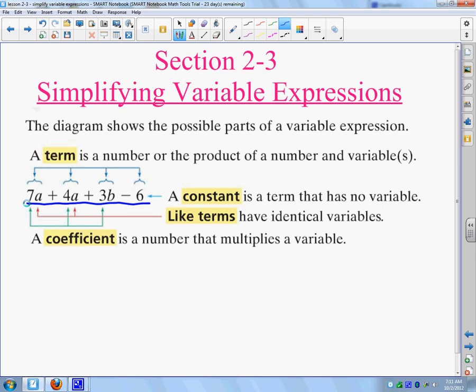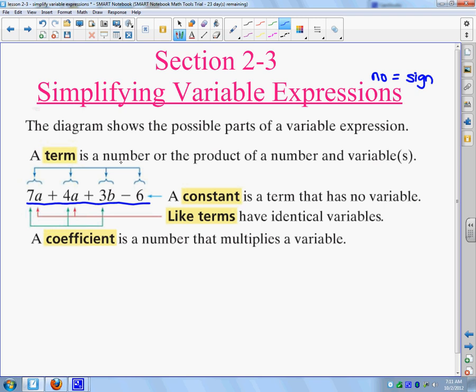3b minus 6. That is a variable expression. Remember, if you hear the word expression, it doesn't have an equal sign, so there's no equal sign. If you hear the word equation, an equation has an equal sign. So an expression looks just like this. It doesn't say equals 10 or anything. It's just an expression. So here are 4 key words.